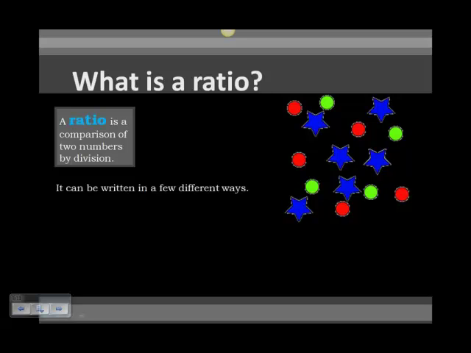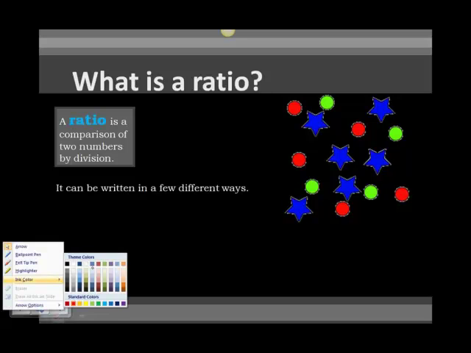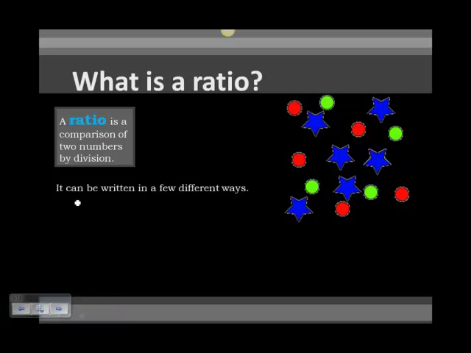First, a review of what a ratio is. A ratio is a comparison of two numbers by division. A ratio can be written in several different ways. One way to write a ratio would be to write A to B. Another way you could write a ratio would be A:B. But to have it be the true comparison by division, you can write A divided by B, where B can't be 0.